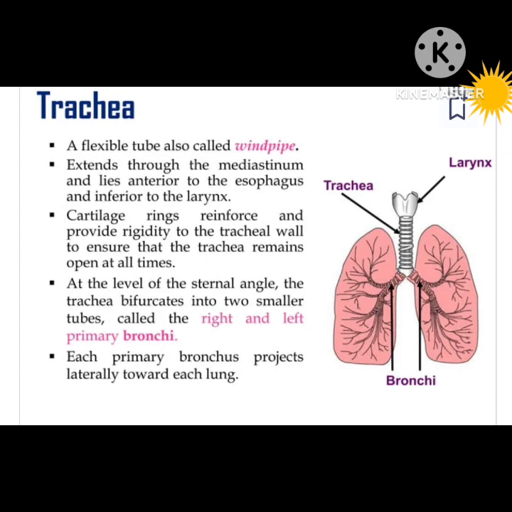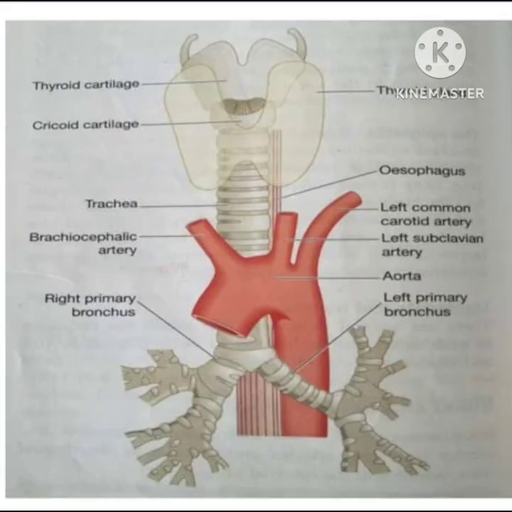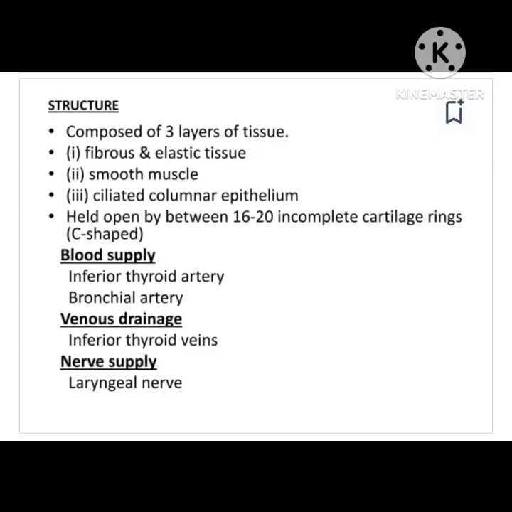This is the trachea, also known as the windpipe. It is present just below the larynx and is divided into right and left primary bronchi. Its length is 10 to 11 centimeters. You can see the position of the trachea clearly in this diagram. Thyroid cartilage and different types of cartilage are also present here.